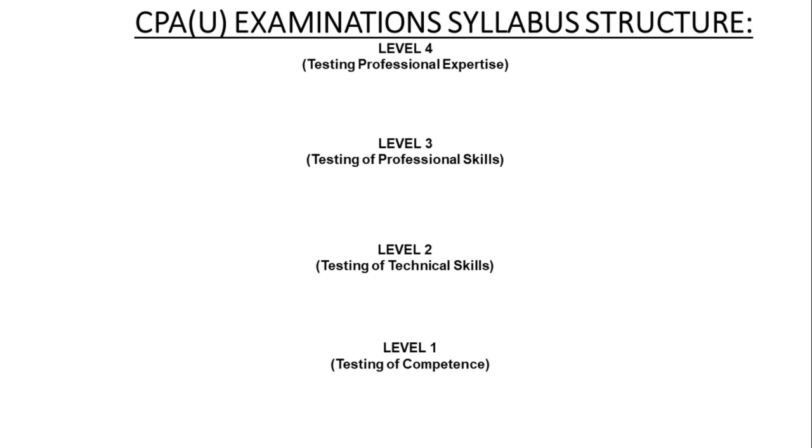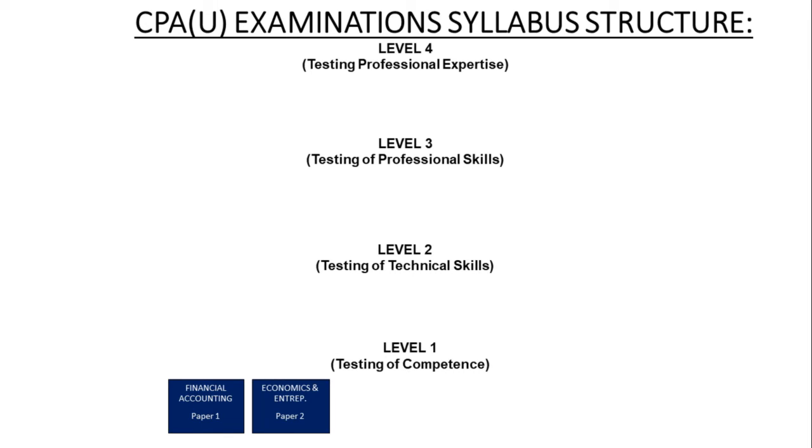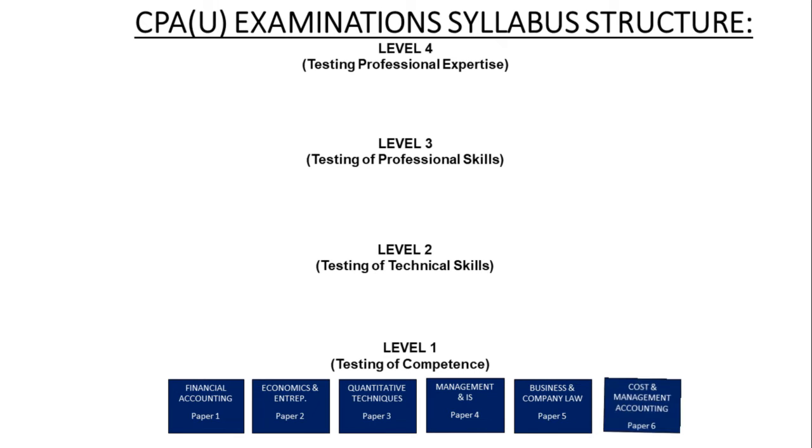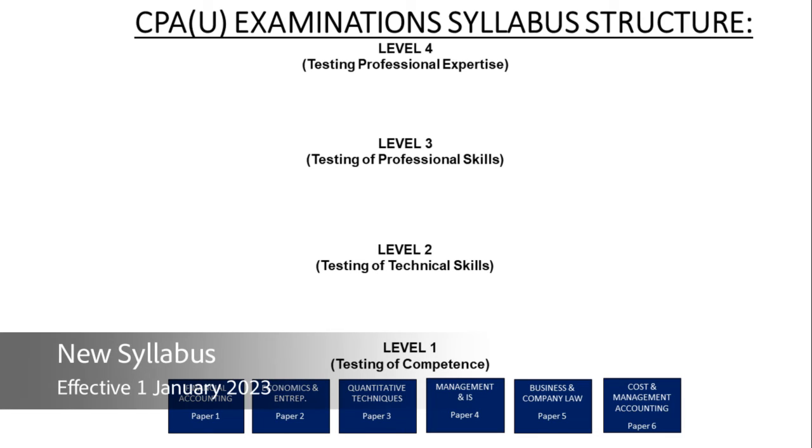Level 1 is made up of 6 papers, including paper 1, which is financial accounting, paper 2, which is economics and entrepreneurship, paper 3, which is quantitative techniques, paper 4, which is management and information system, paper 5, which is business and company law, and then paper 6, which is cost and management accounting. I should mention that this is the new syllabus, which is effective 1st of January 2023.